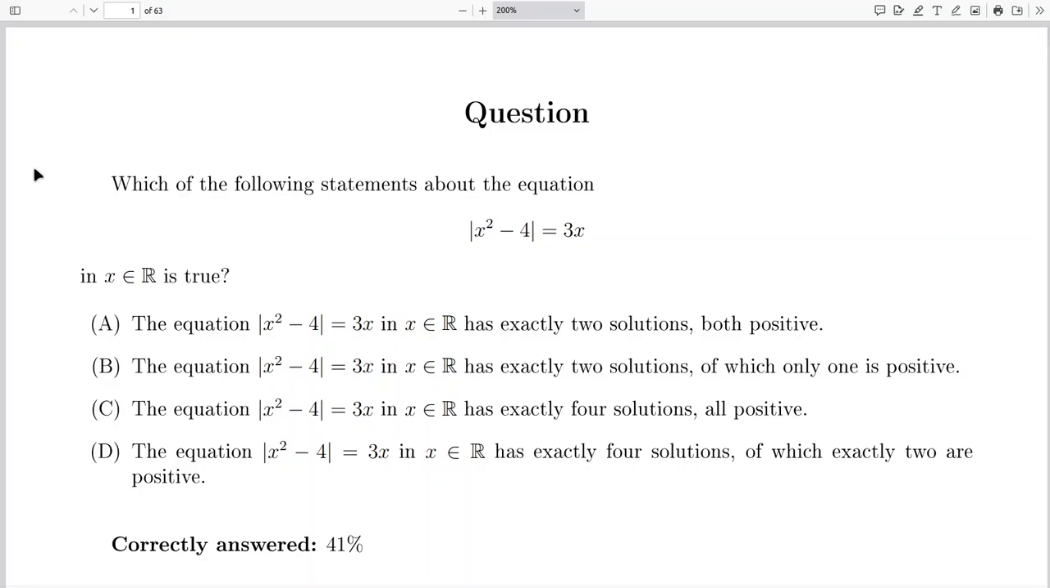Okay, this is a nice question about equalities and absolute values. It's a question from the entrance exam for engineers, physicists and mathematicians in 2 Flemish universities. And you can see only 41% correctly answered this question. So if you want to have a go at it, pause the video and try for yourself.